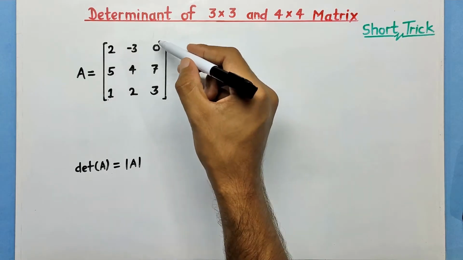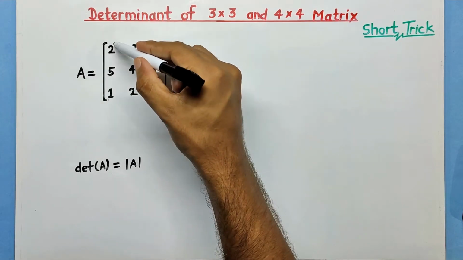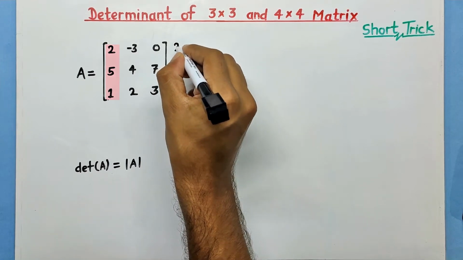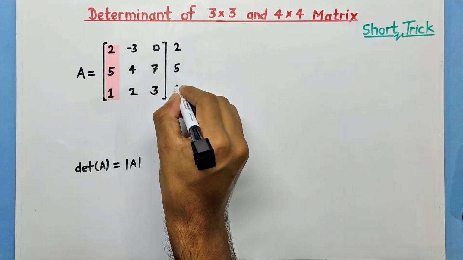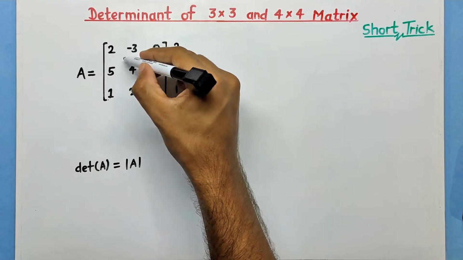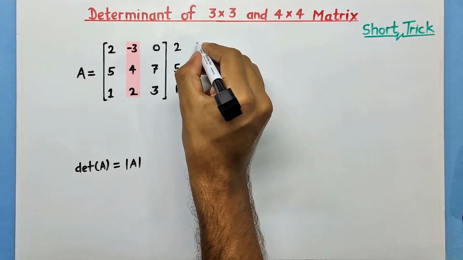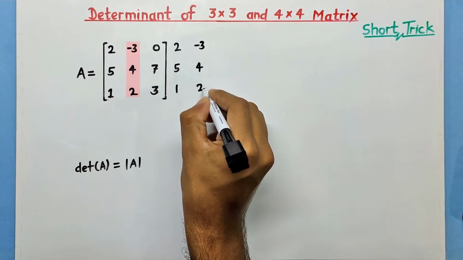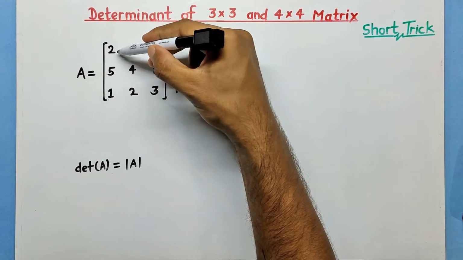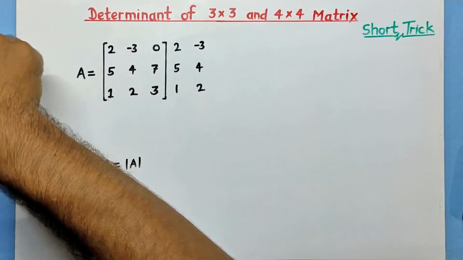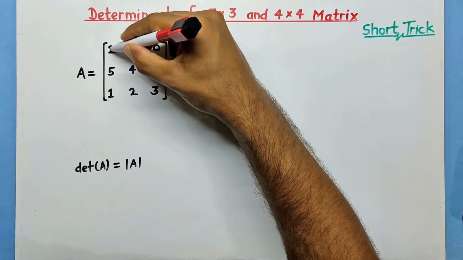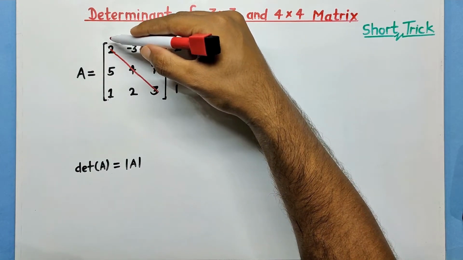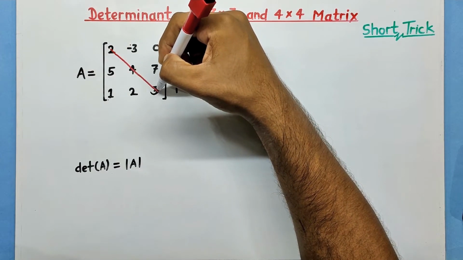To find the determinant of matrix A, first we have to copy the elements of the first column over here. So here I have 2, 5 and 1. Next we have to copy the elements of the second column over here, that are -3, 4 and 2, and then we'll multiply the elements in the main diagonal of matrix A that are 2, 4 and 3, starting from the top left all the way to the bottom right. That is our main diagonal.